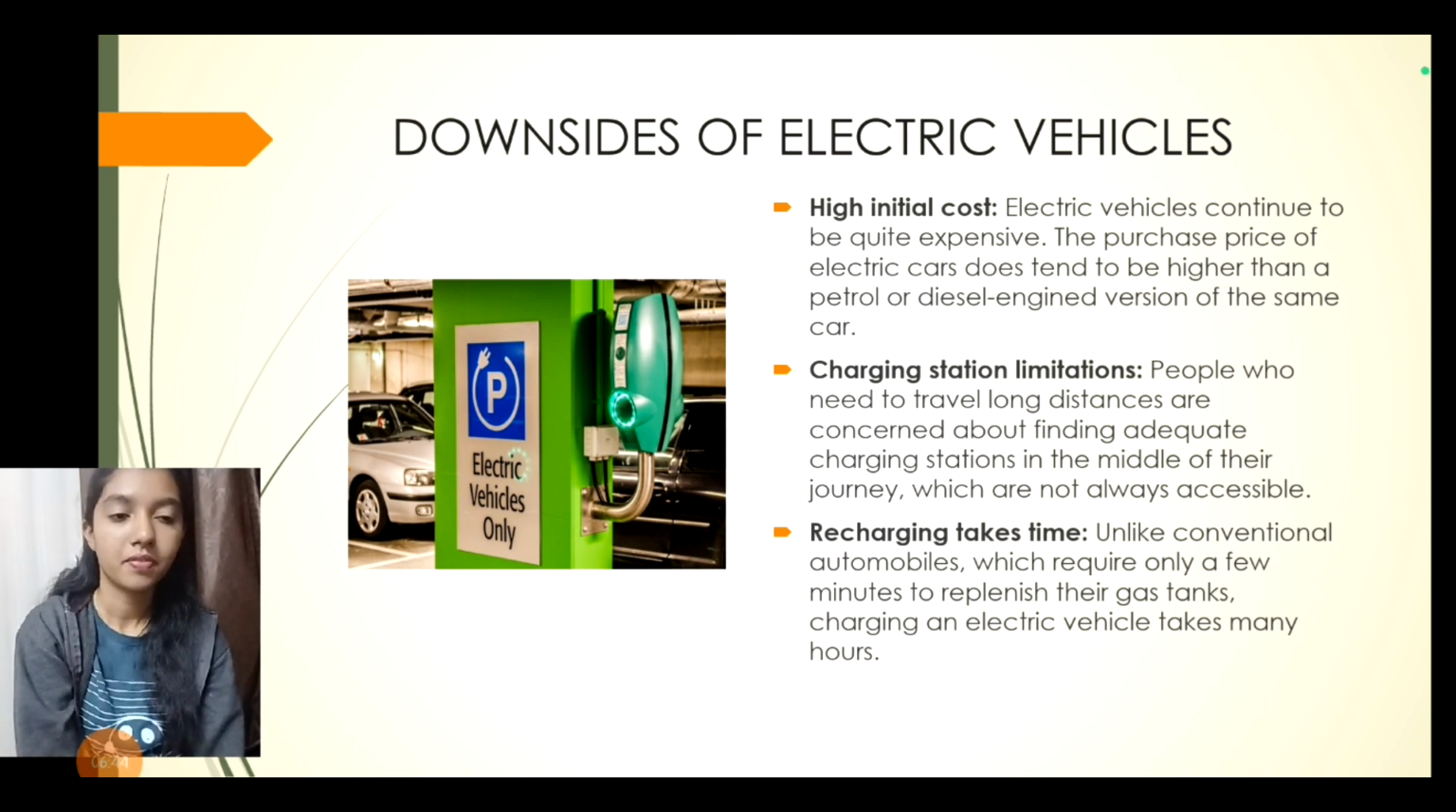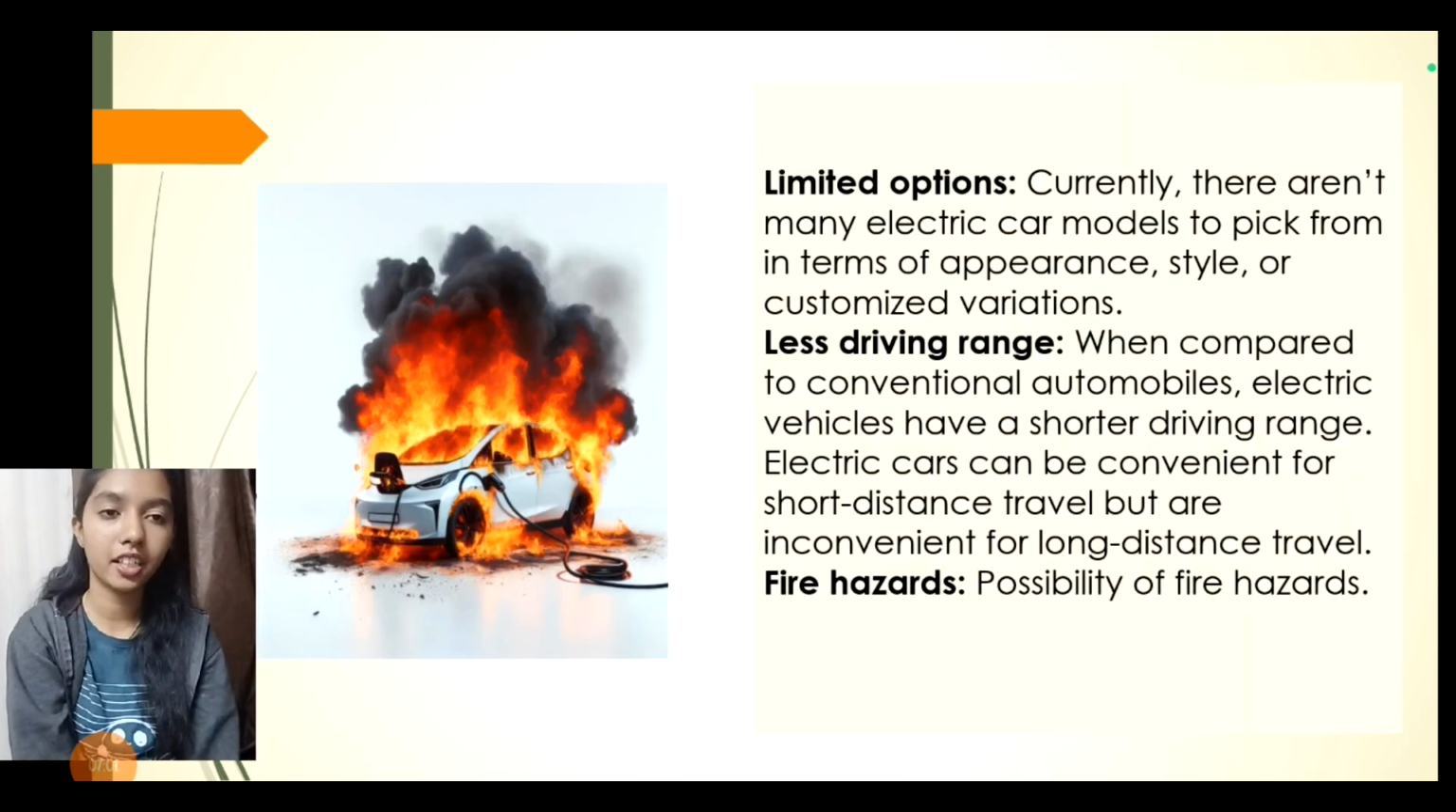Recharging takes time. Unlike conventional automobiles, which require only a few minutes to replenish their gas tanks, charging an electric vehicle takes many hours. Limited options. Currently, there are not many electric car models to pick from in terms of appearance, style, or customized variations. Less driving range. When compared to conventional automobiles, electric vehicles have a shorter driving range. Electric cars can be convenient for short distance travel but are inconvenient for long distance travel. There are possibilities of fire hazards.